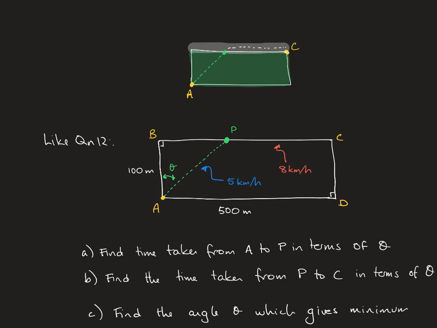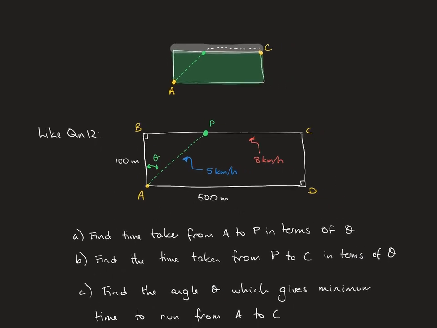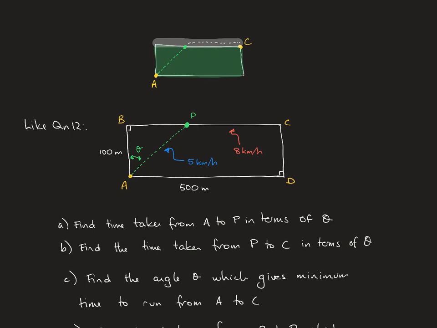And so the questions ask us to find the time taken to run from A to P. That P could be anywhere along here in terms of theta. As that angle changes, that length there will change. And then they want us to find the time taken from P to C in terms of theta. So we're going to find out that distance there. Then we're going to find the angle which gives the minimum time to run. So we need to find this one here.